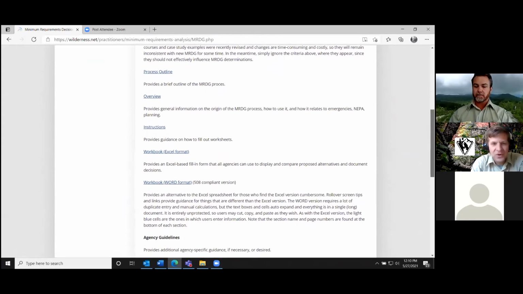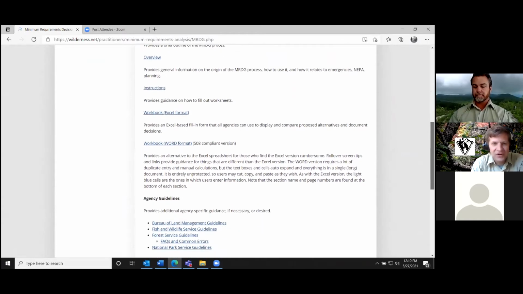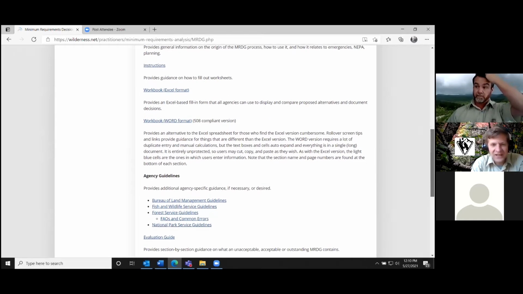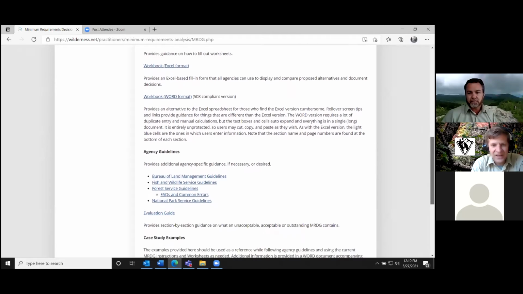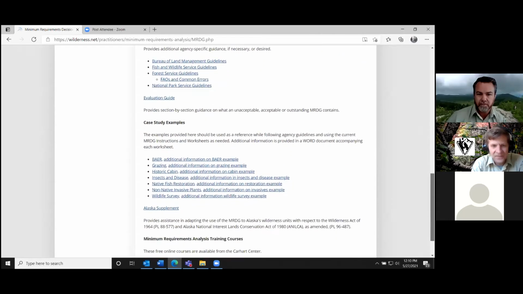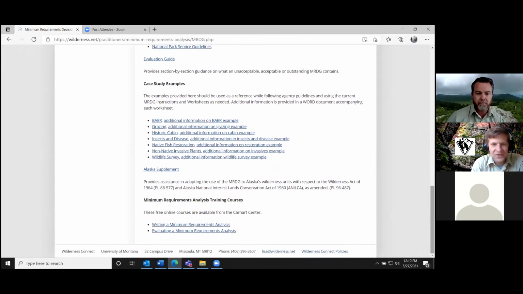And then the two workbooks, there's a workbook in Excel format and there's one in the Word format. Dan will probably reaffirm this, but most folks in the field at this point are using the Word document, not the Excel. And then you can see below that agency guidelines, it sort of spells that out. And then if you go a little bit further down, Dan, and you click on the historic cabin, so you can see case study examples.